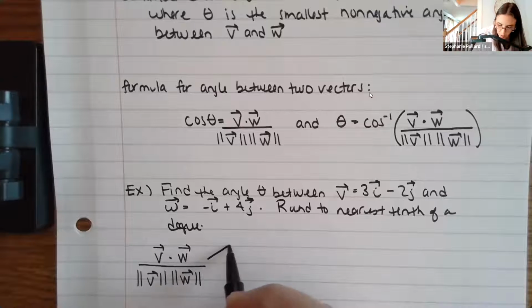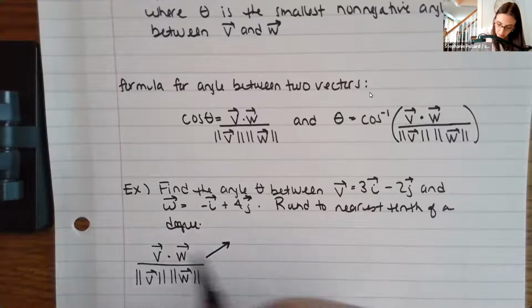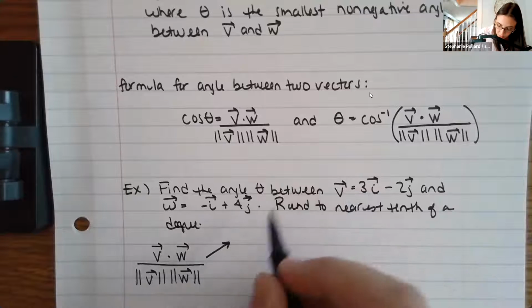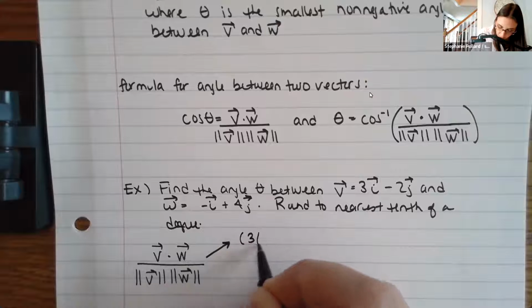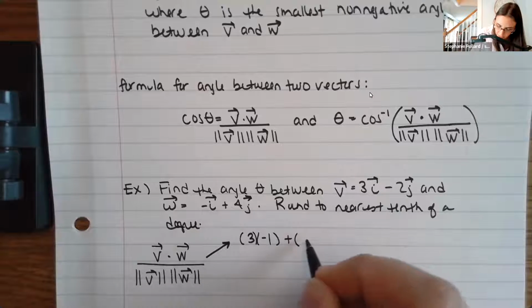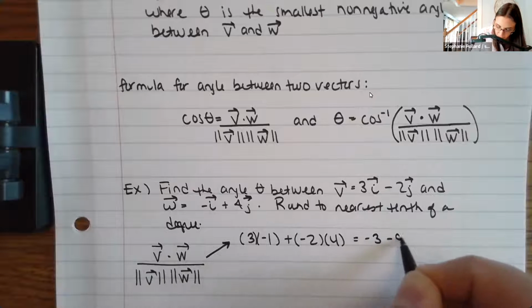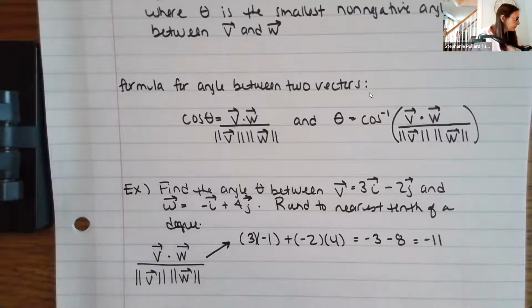So I'm going to do the dot product first. So here I'm going to multiply my two a pieces together, so what's with the i. So I have 3 and negative 1. And I'm going to go ahead and add it with the second part, so the negative 2 and the 4. So I have negative 3 minus 8, which is negative 11.